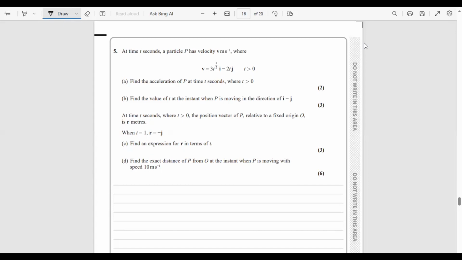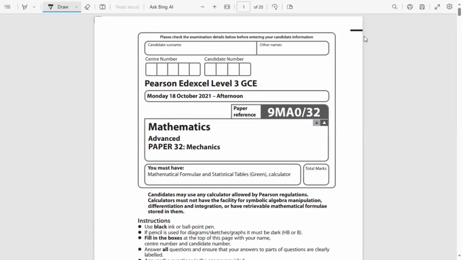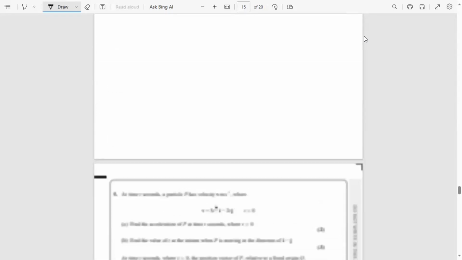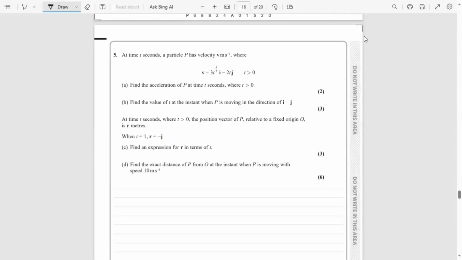So I found this question, and this is question 5 from the Edexcel 2021 mechanics paper for A-level maths. And this is the last question on that mechanics paper. And it's quite a tough one, so I think it'd be a good idea to run through this question today. So that's what we're going to do in today's video.